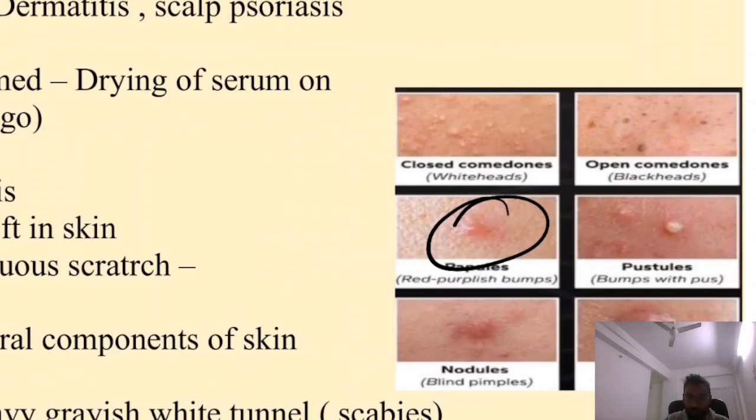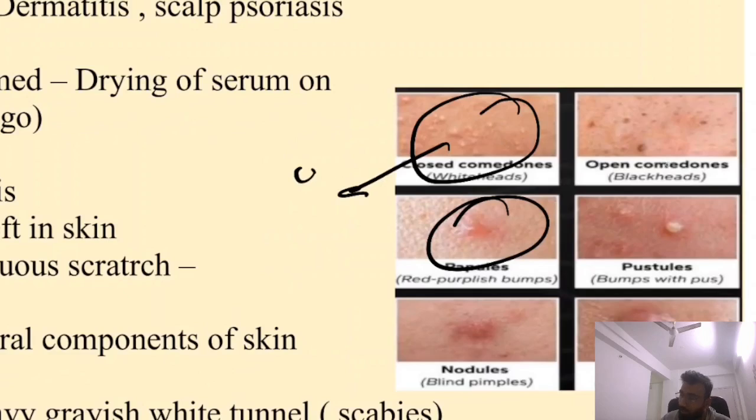Solid lesion, you can see papule. You can see this is closed comedon because these are white, and open comedon has black. It has opening, so it has blackheads. You can see nodules. Nodules, we have learned that it has depth and is greater than 1 centimeter in length, and these are solid lesions.